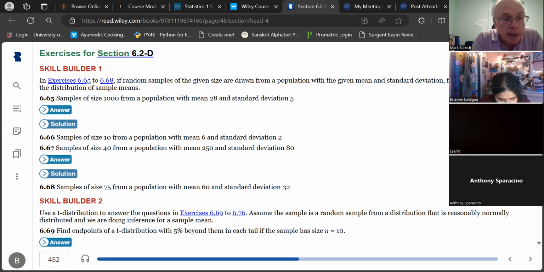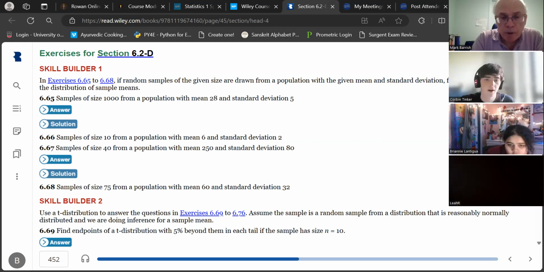All right, let's look at 6.67. What would be the answer for 6.667? Somebody else could yell out the standard error. What would it be? So we have a sample size of 40 from a population with mean 250, standard deviation of 80. So give me the ratio for the standard error. You don't have to calculate it, just tell me what two numbers are. 80 divided by the square root of 40. Very good. Yes, that's it.